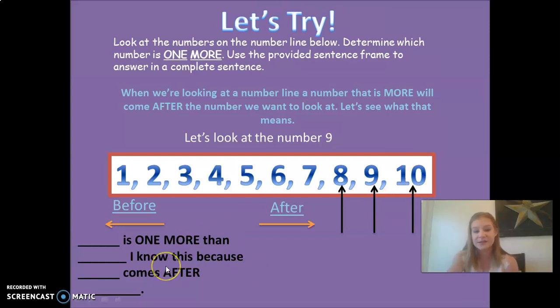And let's put that in our sentence frame. 10 is 1 more than 9. I know this because 10 comes after 9. And again, just to show you, 10 is over here, 9 is here. 10 is right after the number 9. It's 1 more than 9.